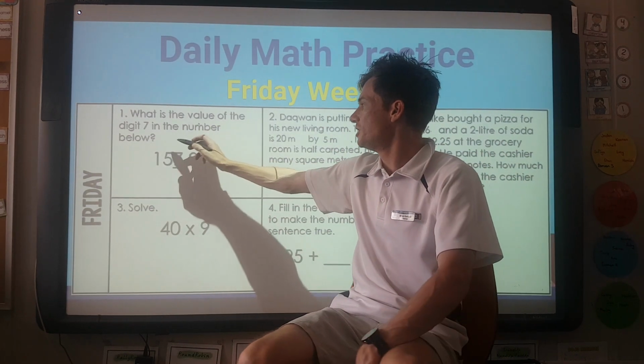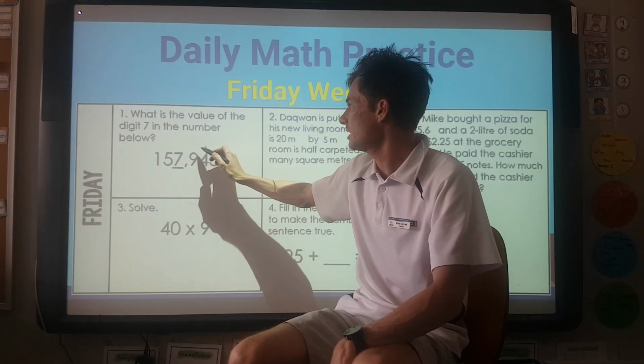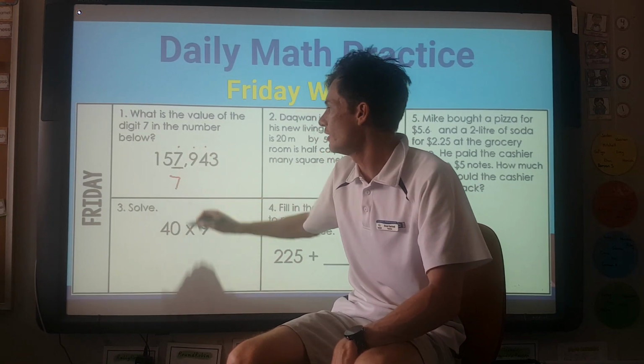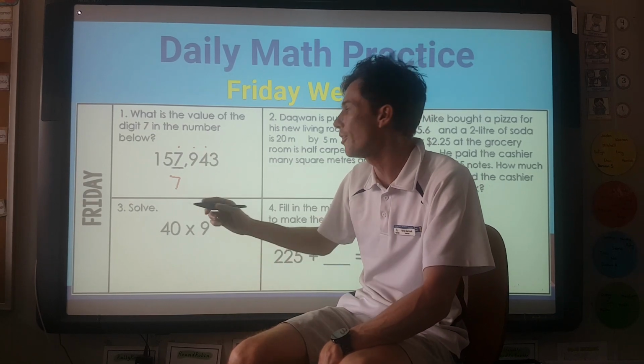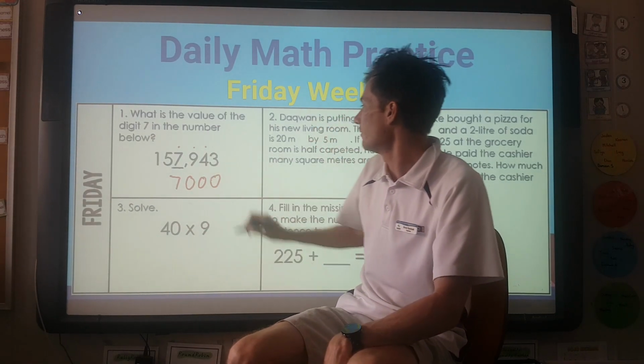Alright, so the value of the digit 7. The 7 is in the ones, tens, hundreds, or thousands place. So the 7 is in the thousands place, which means it's worth 7,000.